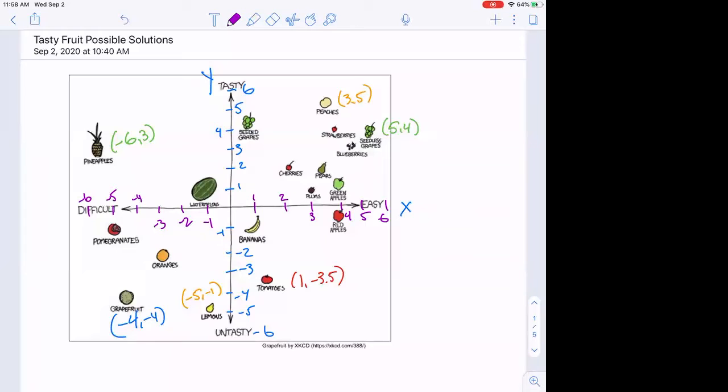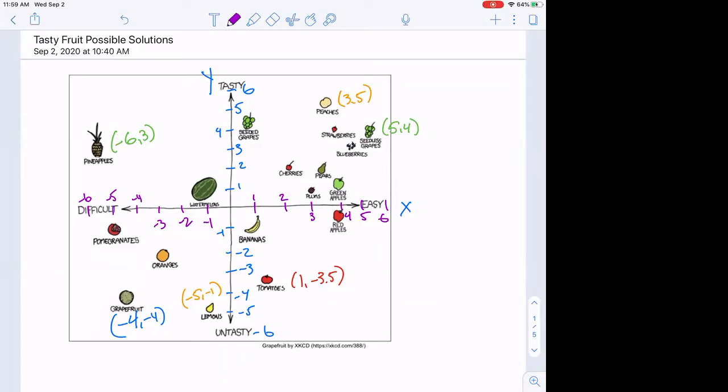And so in this case, you can talk more easily about some of the questions that were asked. If you wanted to know how different green apples were from red apples, you could look at their tasty value, their Y value. On the Y-axis, green apples are at 1 and red apples are at -1. So green apples have a higher taste value. You can look at a fruit's Y coordinate to determine how tasty it is or compare it to others.